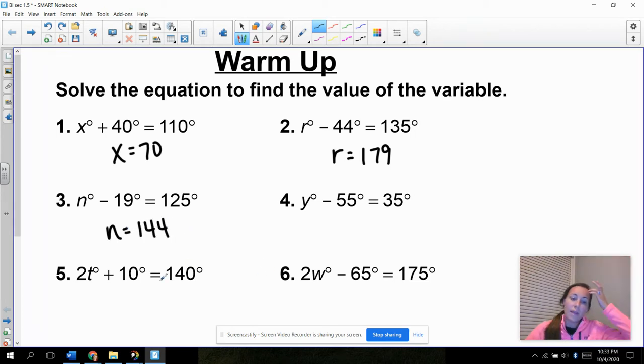These last couple have a 2 in front of the variable, so you'll have to divide, right? You would minus 10 over, and then you would divide by 2 and get 65. But the solving process does not change just because they throw this little symbol in there. It's just showing that it's an angle.